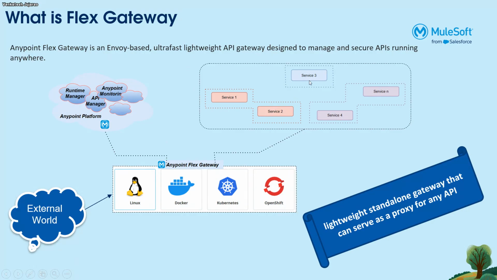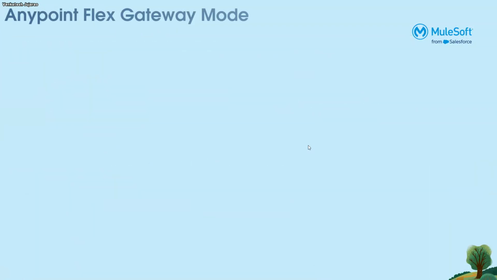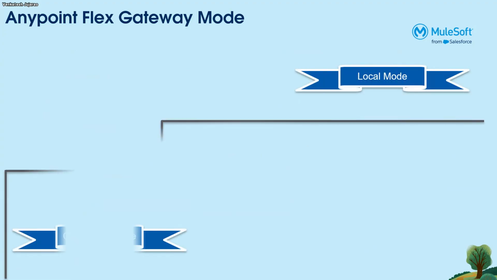There are different ways how we can manage the API or secure our API for Flex Gateway. We'll see that in the subsequent slide. But on a high level, all the traffic will go via our Flex Gateway, and then it reaches our backend service. Now, there are two modes of the Flex Gateway: local mode and connected mode.